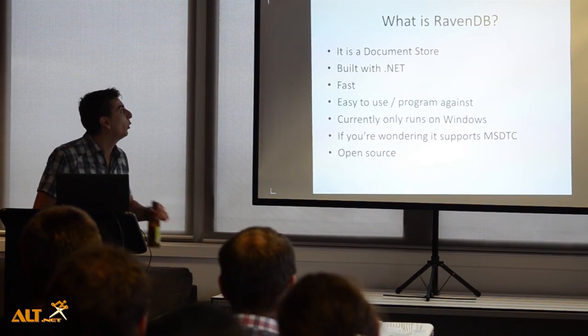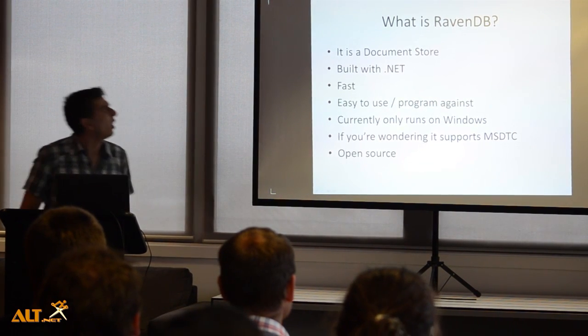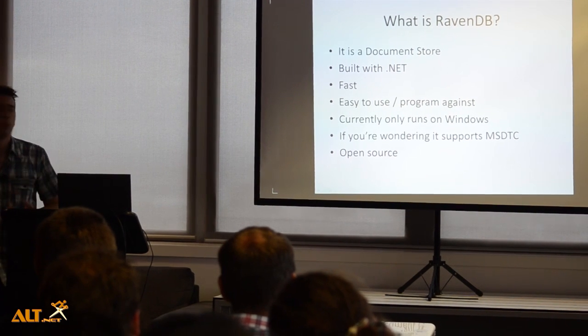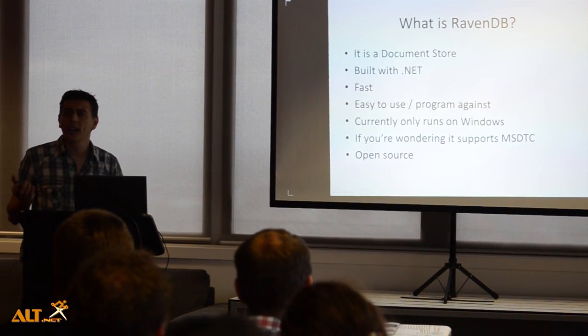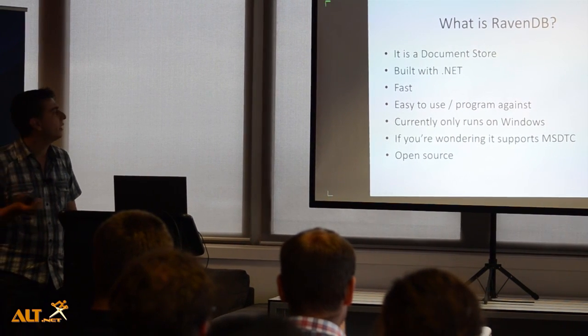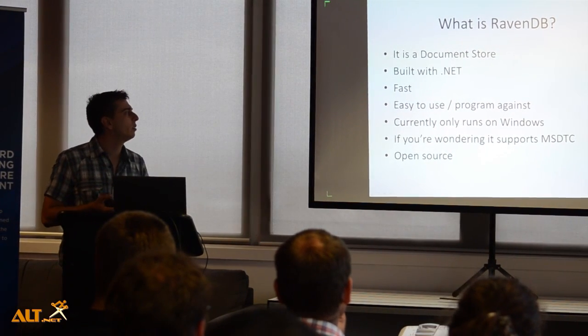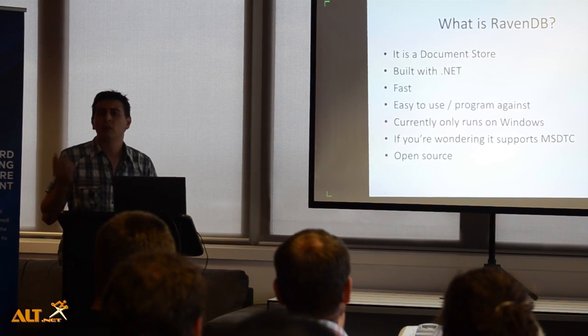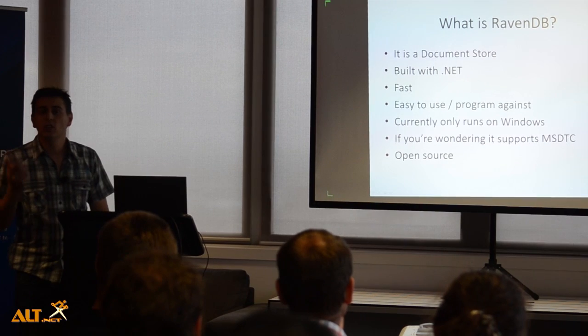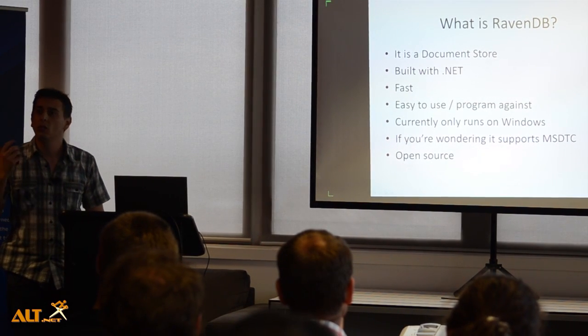Okay, so what is RavenDB? RavenDB is a NoSQL database. It is a document store. It's built in .NET. It's fast, easy to use, which I'll hopefully demonstrate today. That means easy to program against. And it can be summarized as sort of no impedance mismatch, .NET objects in, .NET objects out.